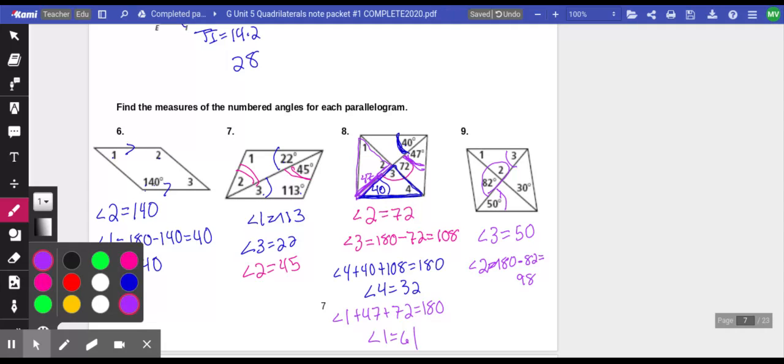And then for angle 1, I'm going to use this triangle. So I know 98 plus 50 plus angle 1 equals 180. Gives me angle 1 is 32.